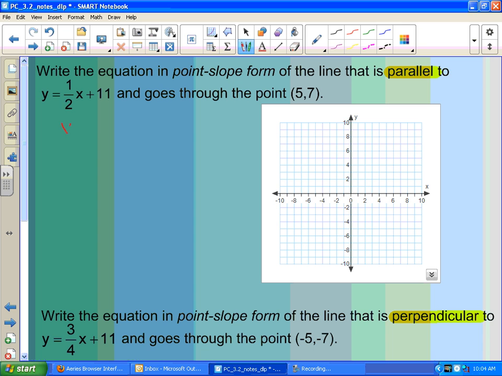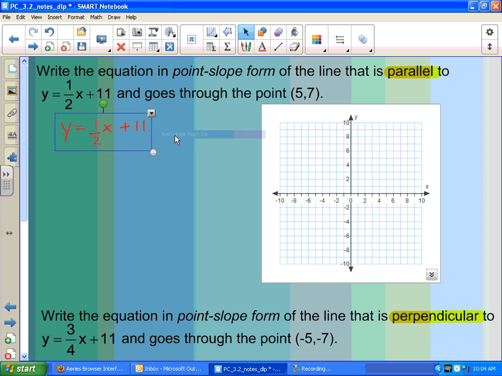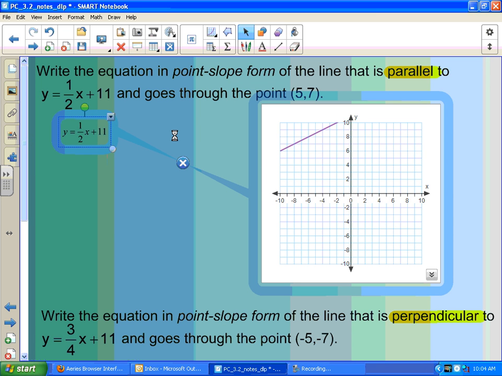How smart the board is going to be today. 1/2 x plus 11. Now that's pretty good to me. If I was a smart board, I would recognize it as being 1/2 x plus 11. But you're not a smart board, are you? No. Oh, you are today. You are a smart board today. Good, good, good. Let's see what it looks like.